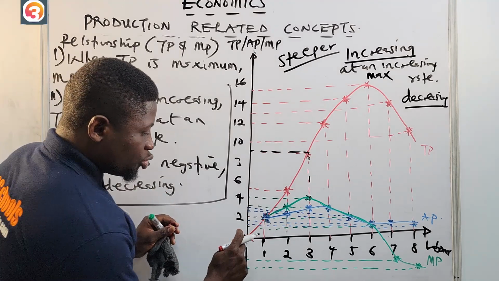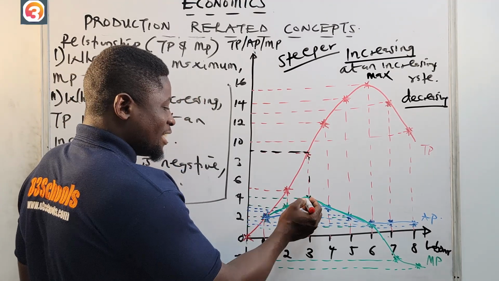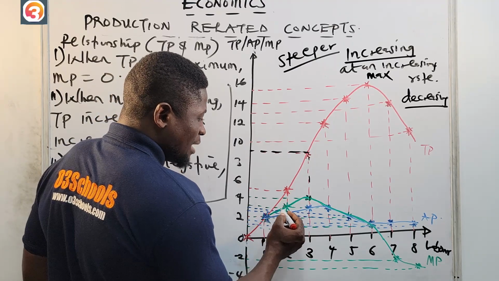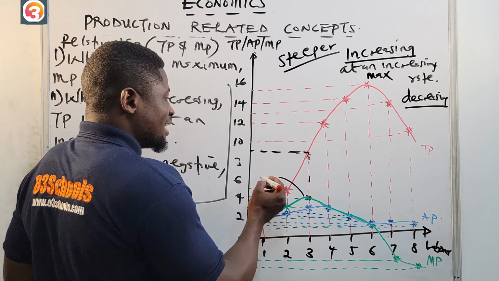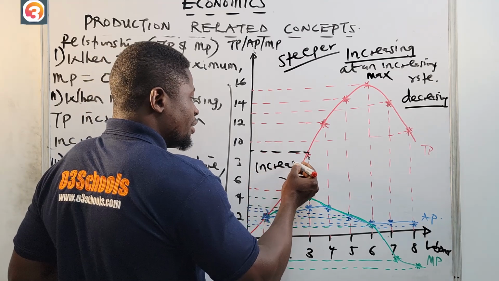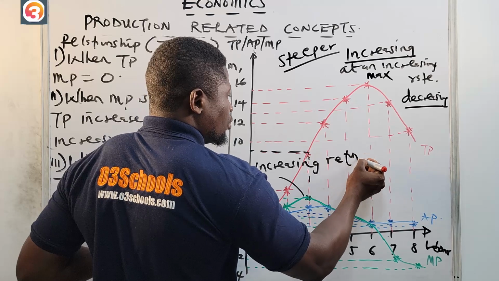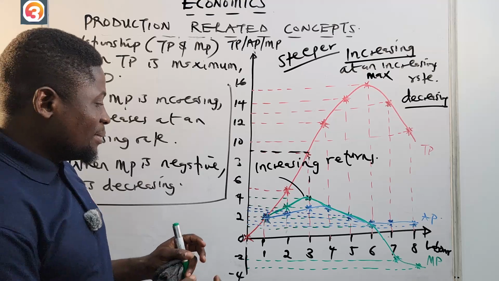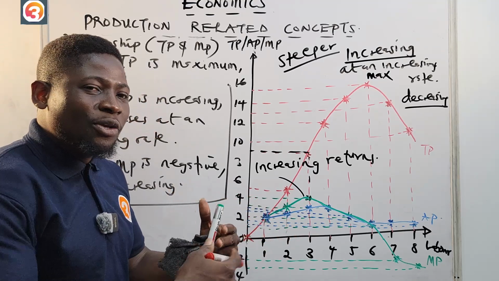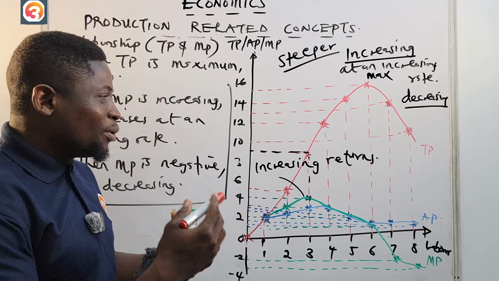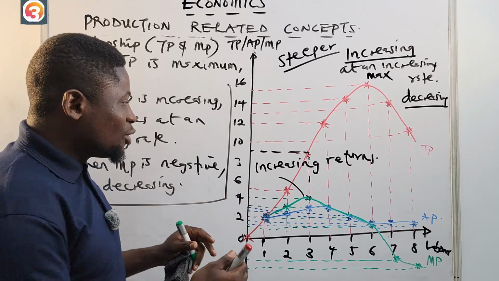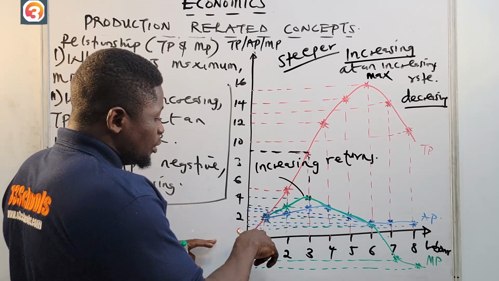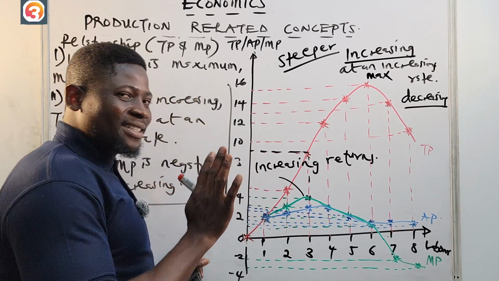So we can say that between 1 and 3 workers, we were experiencing increasing returns. You can see that marginal product was increasing. Why are we experiencing increasing returns? It is because as we are hiring more workers, workers were being used efficiently, and productivity was increasing. So that is why between 1 and 3 workers, we are experiencing increasing returns.